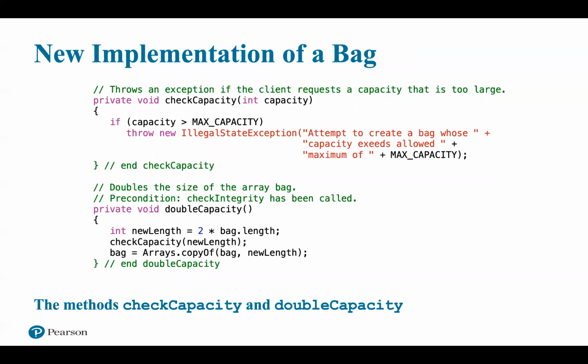So here is the private method doubleCapacity. We resize the array bag using the technique we described before. Because we are increasing the bag's capacity, we must check that the new capacity does not exceed max capacity. We make the same check in the constructor, but instead of duplicating that code, we will define another private method that both the constructor and doubleCapacity can call to enforce the limit of the bag's capacity.